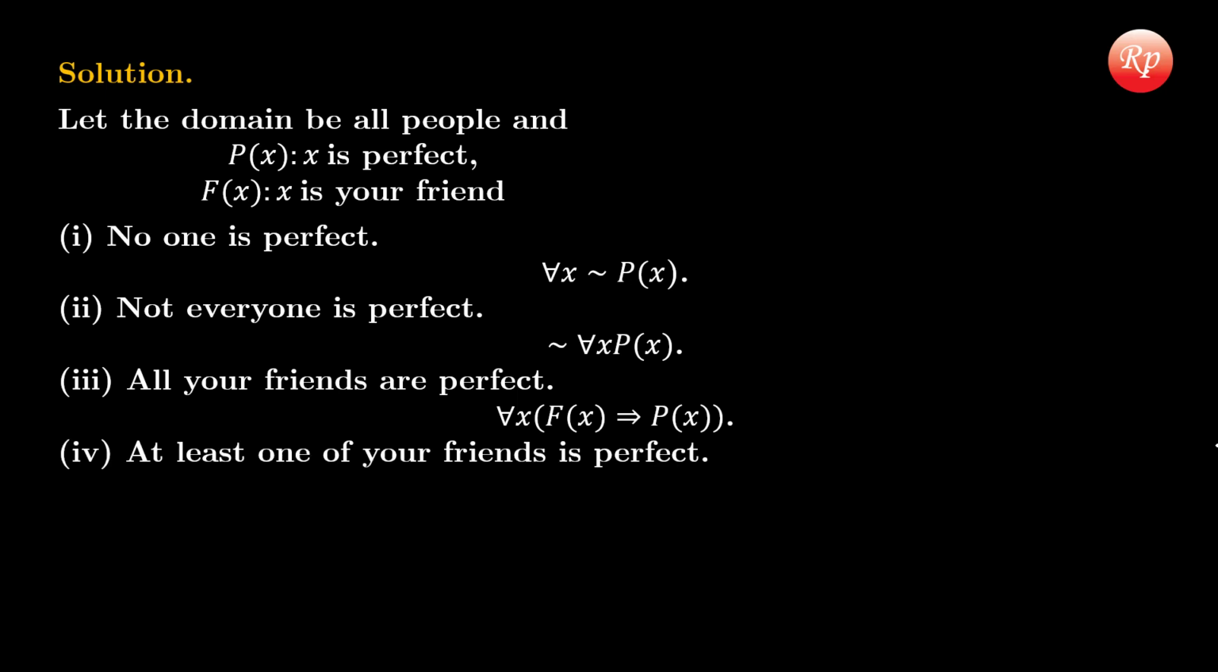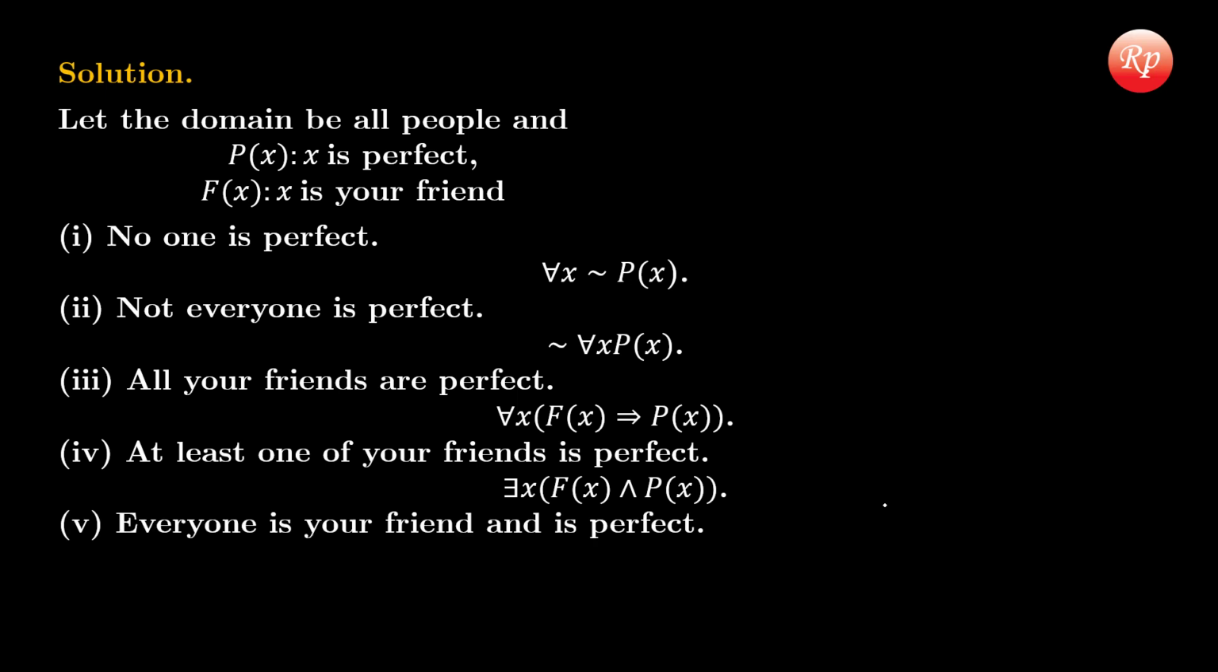At least one of your friends is perfect. So at least one means there exists one. So we must give guarantee of at least one. So there exists an x such that he is your friend and is perfect. Because we are talking about one person, so Fx and Px is the proper way of writing. He is both. He is your friend and he is perfect.